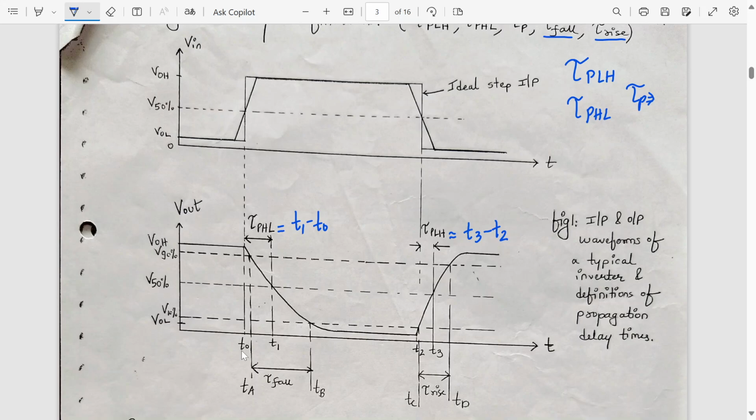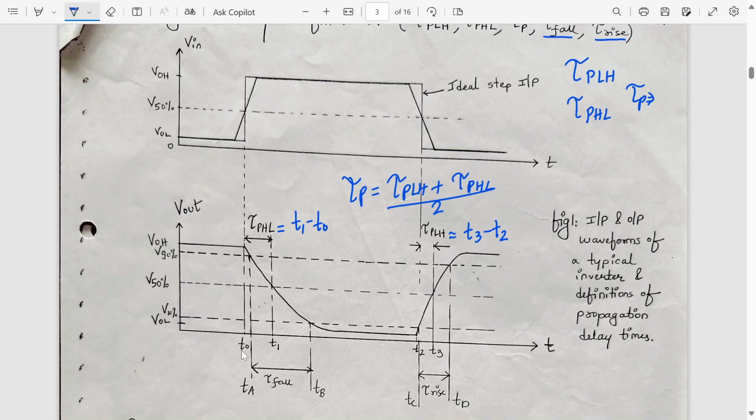Ideally for the designs, both propagation delays should be equal so that the further analysis will be simpler. But many times these two are not equal. That's why we take the average value. So tau p will be (tau p HL plus tau p LH) divided by 2. All right. So the average propagation delay is the average time required for the input signal to propagate through an inverter.